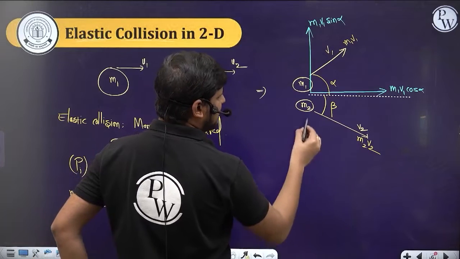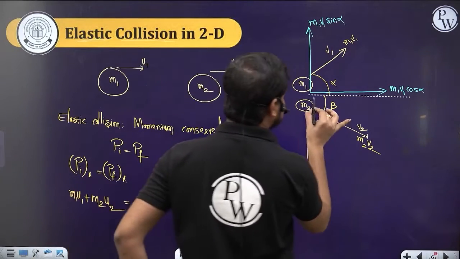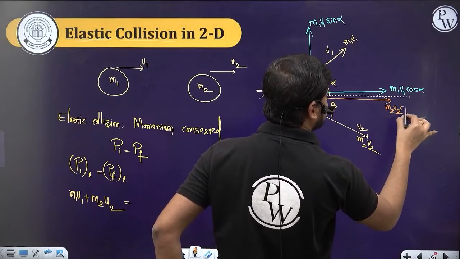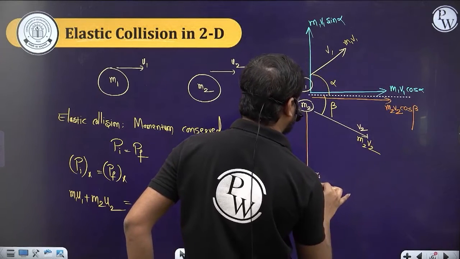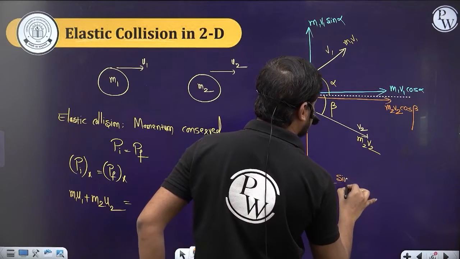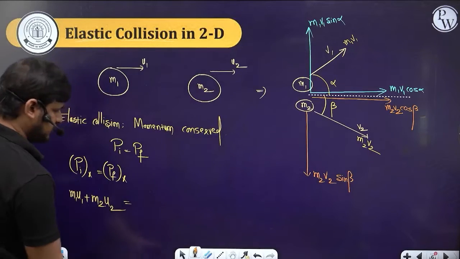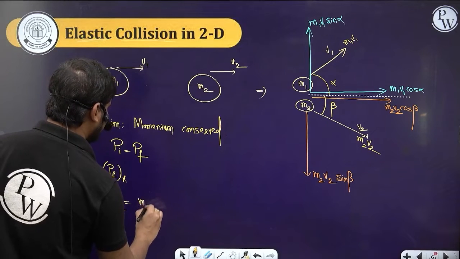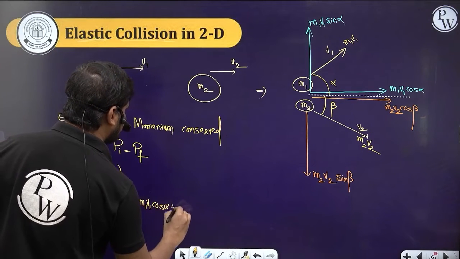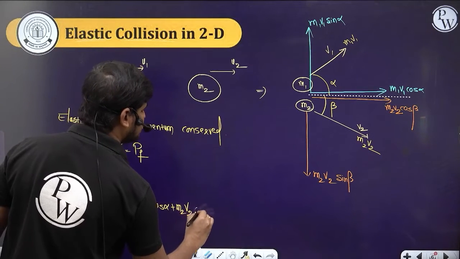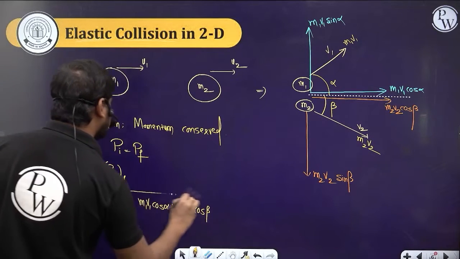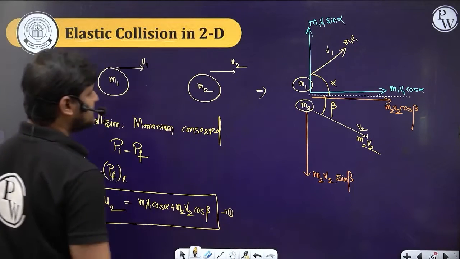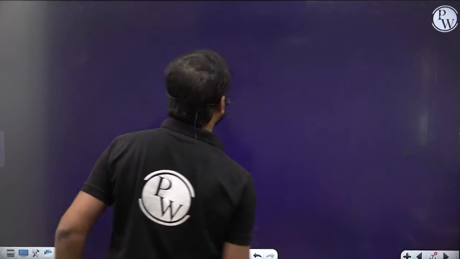Similarly, m2 will have two components, one this side, the other this side. As beta is this side, we get m2 v2 cos beta this side, and m2 v2 sin beta will be this side. Yes or no? Understanding? Clear? Chalo, now write the concept here. In the x direction, the momentum is m1 v1 cos alpha plus m2 v2 cos beta. So this is the momentum conservation in the x direction. This is the first one. Let's write. And then similarly we can write the momentum conservation in the y direction.